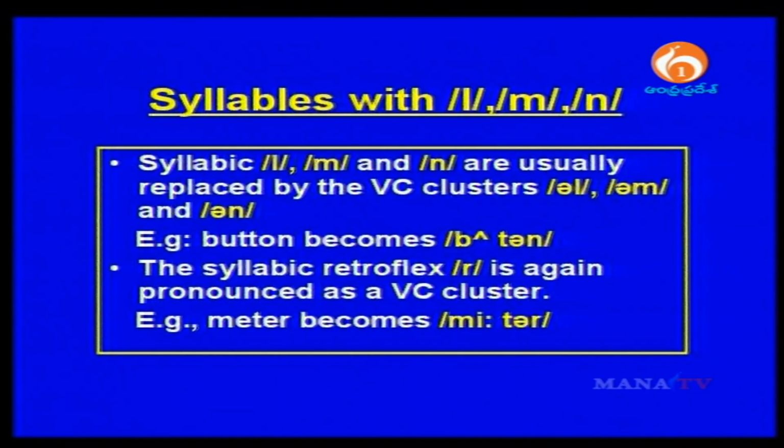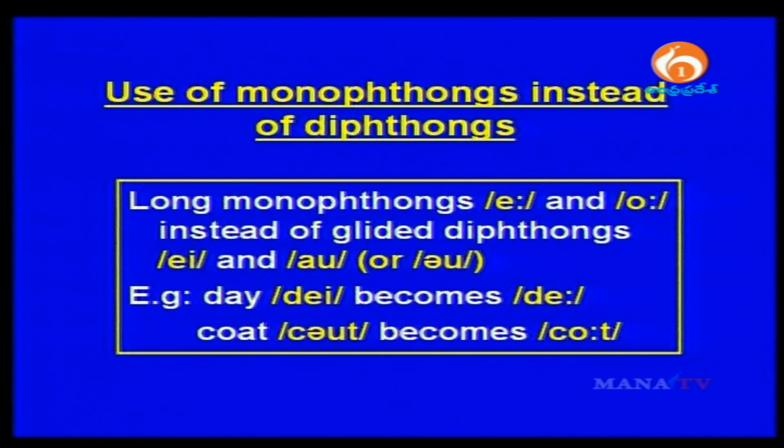A few more examples for you of how we tend to bring in the verb consonant clusters together. Like l, m, n becomes l, m, n. So button becomes button. Meter becomes meter, and so on. We also tend to bring in monophthongs instead of diphthongs. So day becomes de. Coats becomes coat.